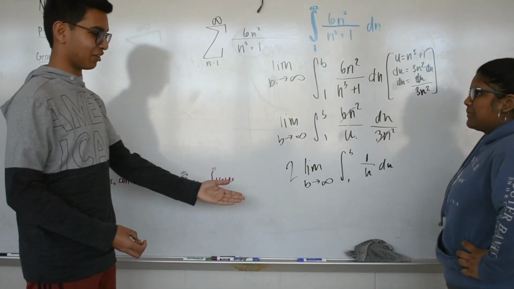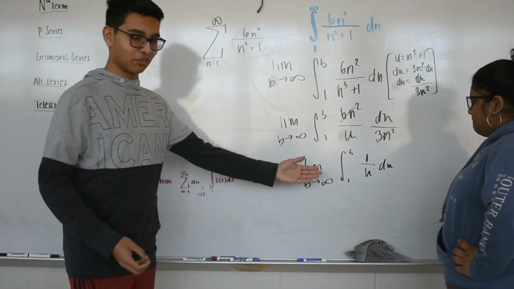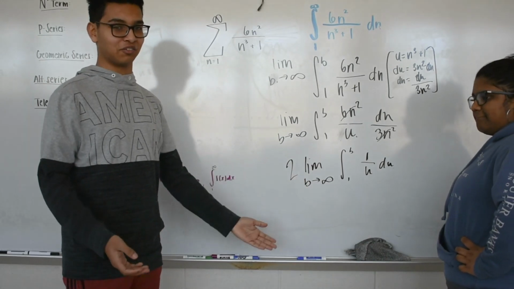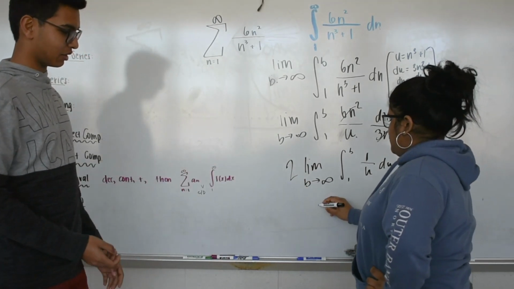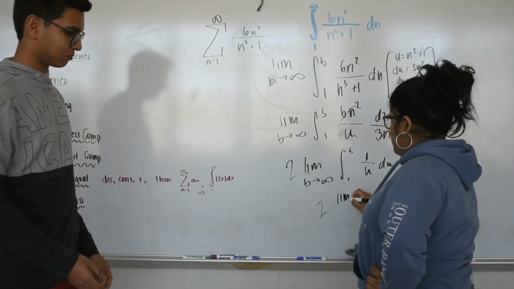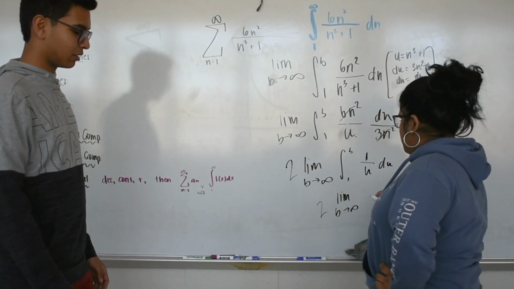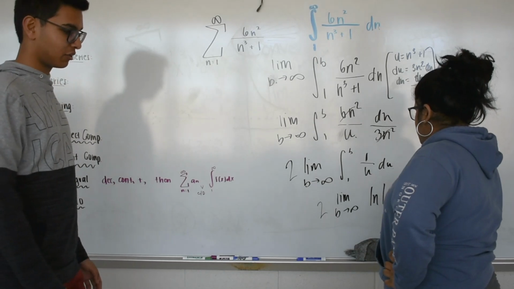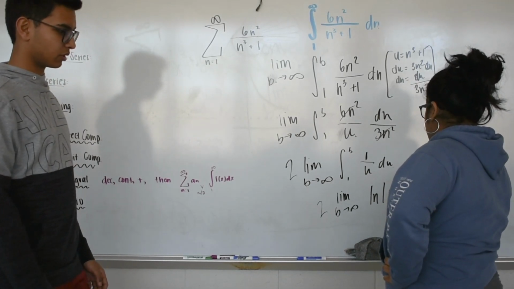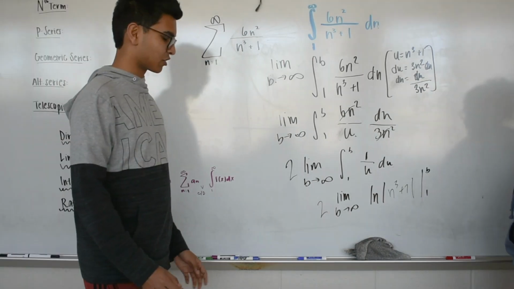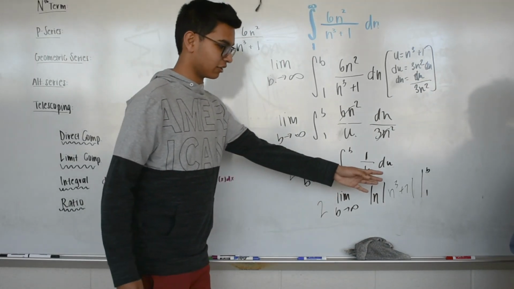Let's find the integral. As we know, the integral of 1 over u is the natural log of u. So our final is 2 times the limit of b going to infinity of the natural log of the absolute value of u evaluated from 1 to infinity. So now we have to plug in these values.